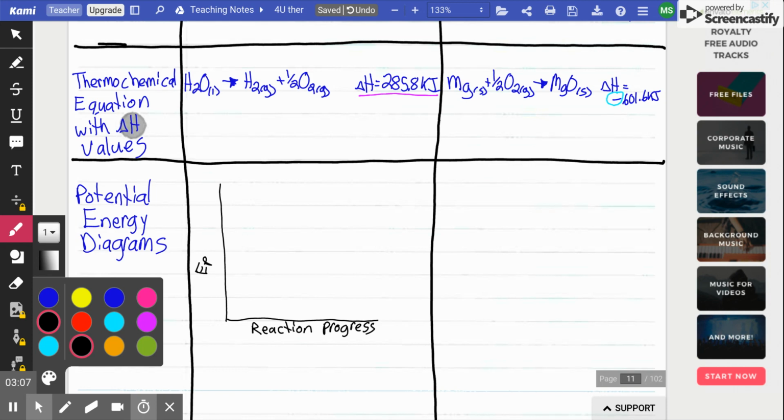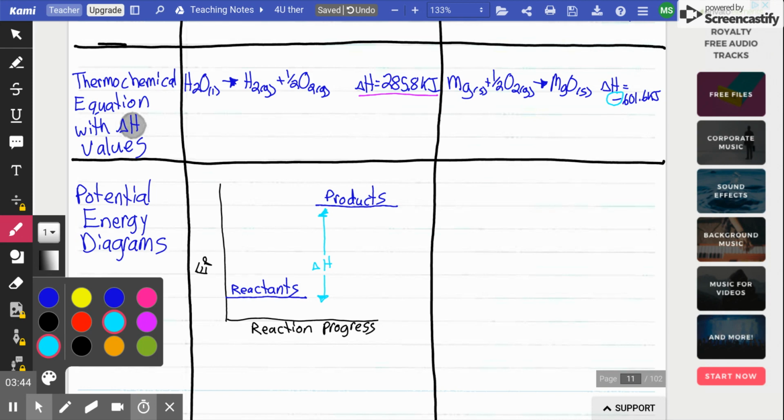In an endothermic reaction, in a reaction where the system has absorbed energy, the reactants are down here because they do not have a lot of energy. But as the reaction progresses, it increases in energy, and the products have energy up here. The difference in energy between the reactants and the products is the delta H value.